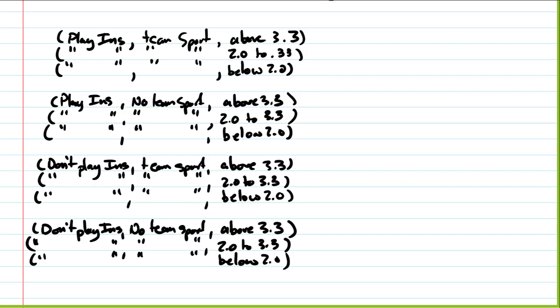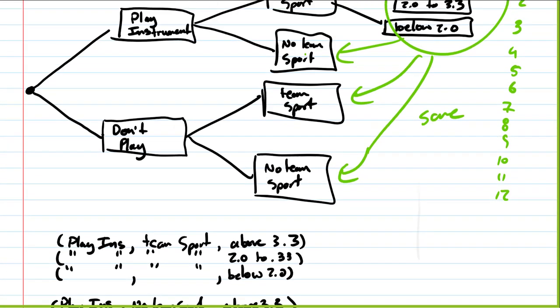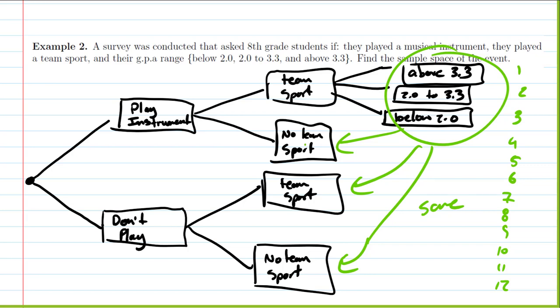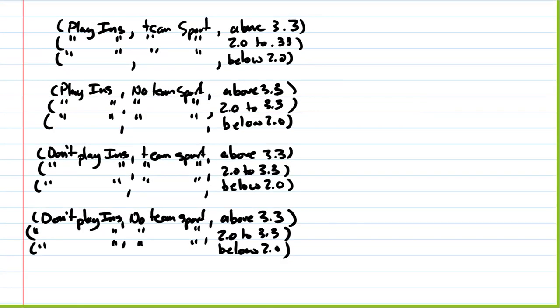outcomes. We used a tree diagram to help us diagram what was happening, right? So our first possibility was they played an instrument or they didn't. The next possibility was they played a team sport or they didn't. And then the last possibility was they either had a GPA above 3.3, a GPA between 2.0 and 3.3, or a GPA below 2.0. That gave us 2 times 2 times 3 possible outcomes, which is 12, which was exactly all of them that were listed here. So those are all the possible outcomes in the sample space, right?